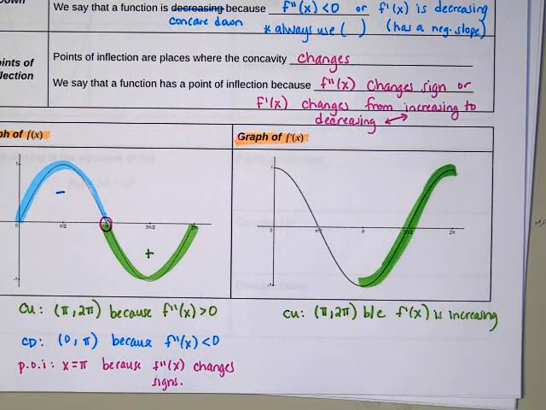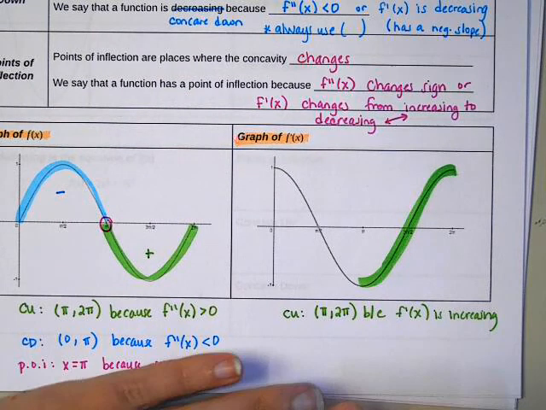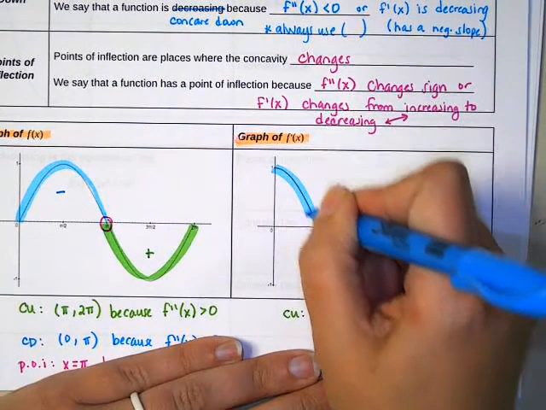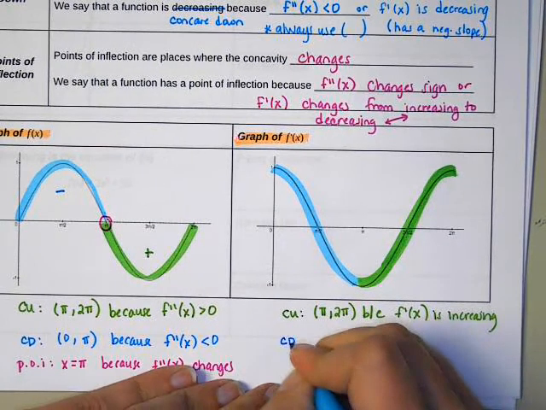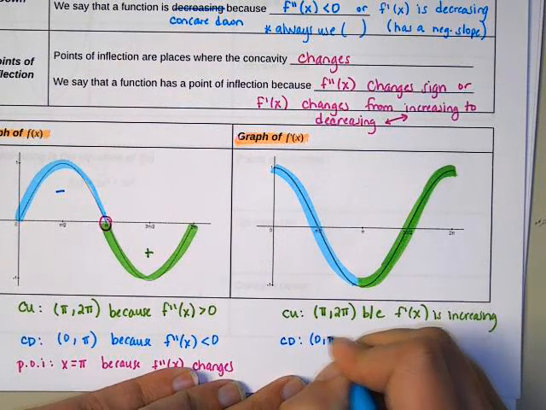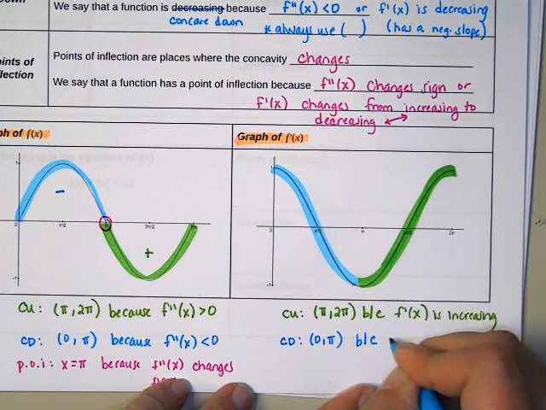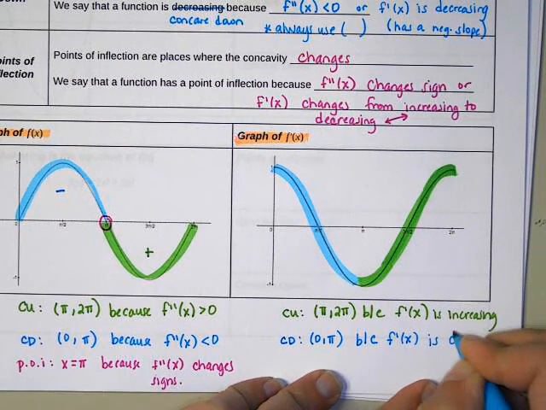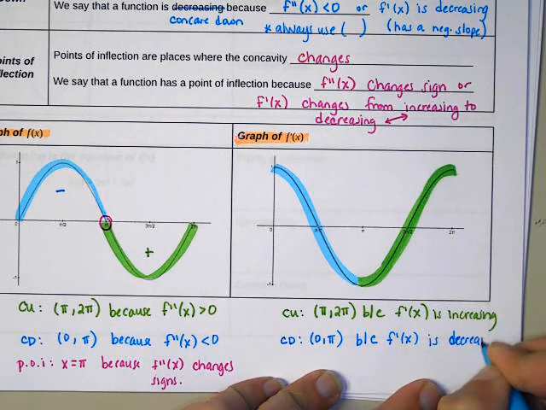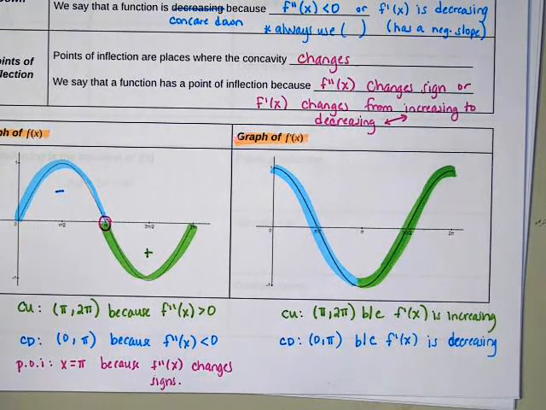Now remember, increasing is just a shorter way of saying has a positive slope. If I was going to answer where the original function is concave down, I would be looking for where the derivative is decreasing. So I would say that I'm concave down from 0 to pi because the first derivative is decreasing, which means it has a negative slope. If you ever want to answer questions about the second derivative using the first derivative, we need to look at the slope of the first derivative.